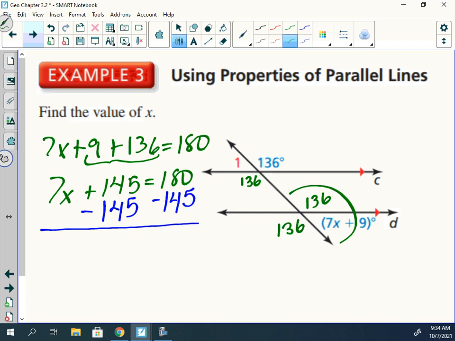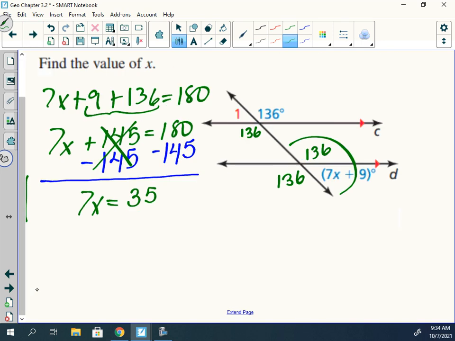Because 145 minus 145, these would cancel, leaving me with just 7x on this side. 180 minus 145 is 35. And last but not least, we have 7x. I don't want to know what 7 times x is. I just want to know the value of x. So we would divide both sides by 7, because 7x divided by 7 would just give us x. And 35 divided by 7 is 5.